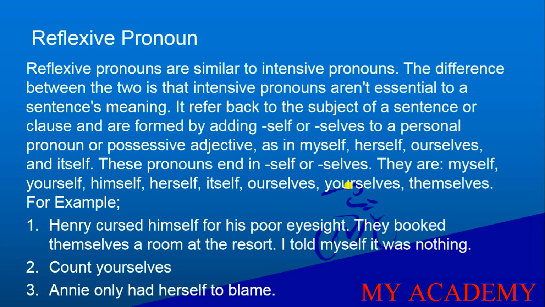These pronouns end in self or selves. They are myself, yourself, himself, herself, itself, ourselves, yourselves, themselves. For example, we use these self and selves forms. First is Henry cursed himself for his poor eyesight. They booked themselves a room at a resort.